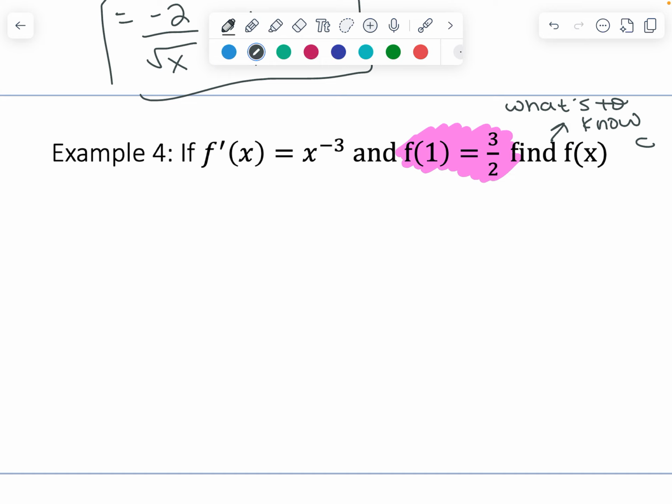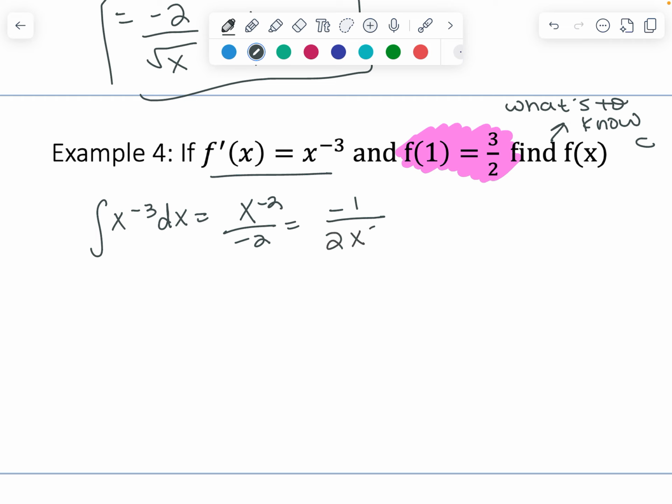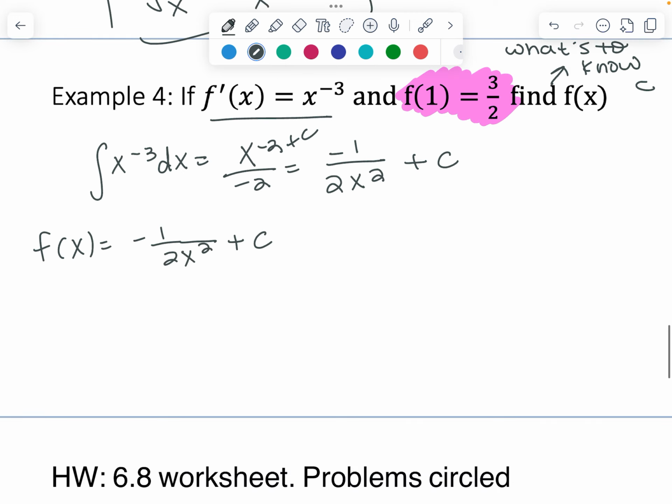So to get anything about f of x, I need to start by taking the antiderivative of this function, because the antiderivative of f prime of x will get us back to the original. So I'm taking the integral of that. That'll give me x to the negative 2 power over negative 2, which equals negative 1/2 x squared plus c. Should have added my plus c. I'm getting points off. So far, what we know about f of x is that it's this function, but we don't know what c is. But I also have this piece of information.